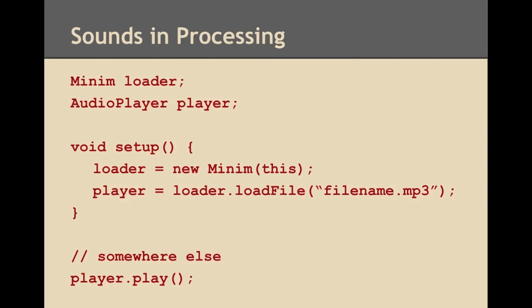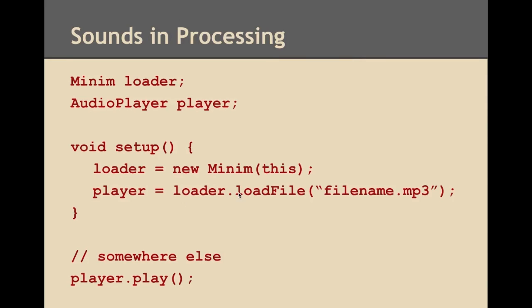Syntax-wise, here's a template for using sounds in Processing. In this case, we're going to have two class variables, the Minim object and the AudioPlayer object. And in setup, we'll first create the Minim object with a call like this, where we're using the new keyword and the Minim constructor. This is the parameter, and for right now, just consider that to be a magic word that has to be there. And the result of that is a new Minim object, which we refer to via the loader reference.